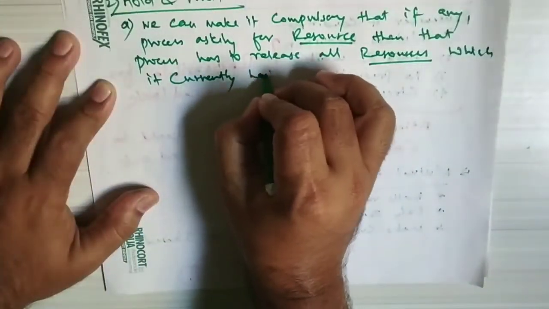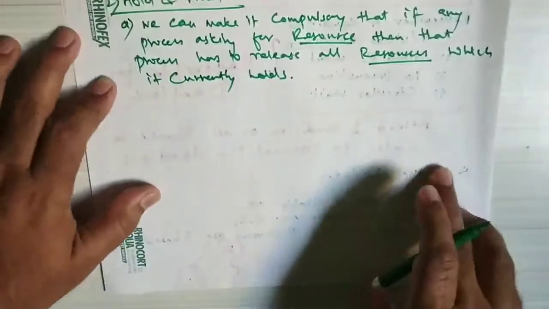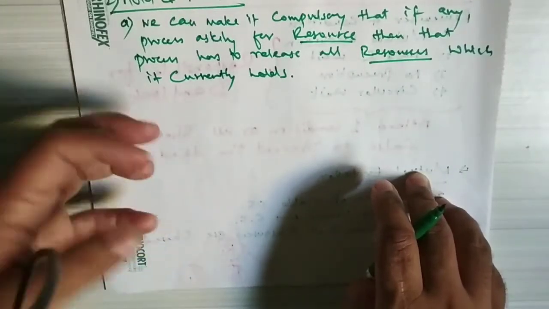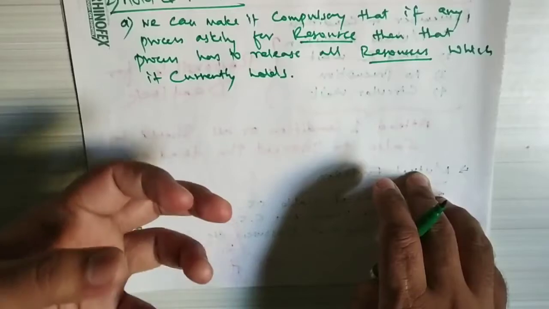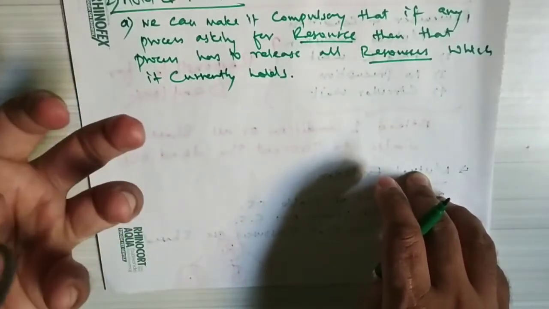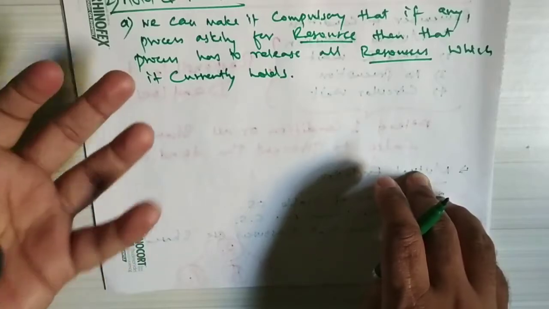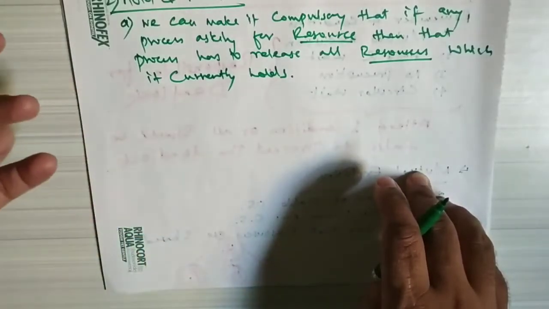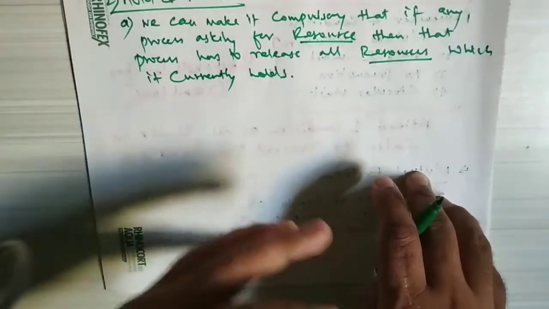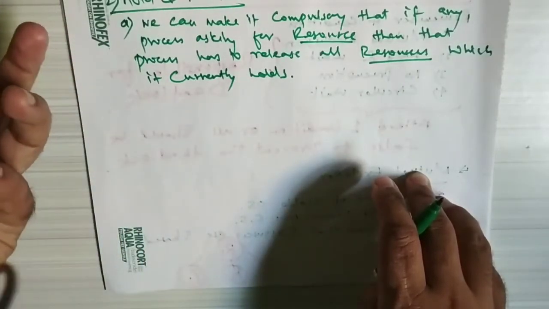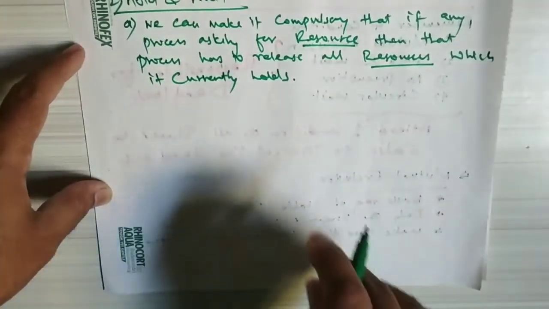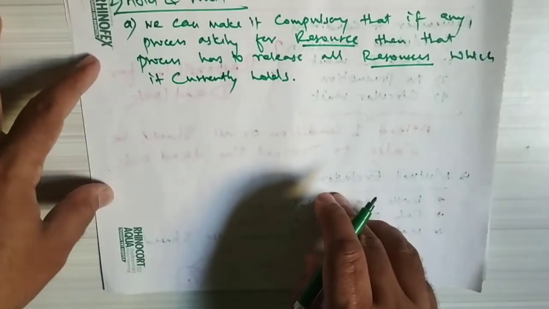currently holds. Okay, so if any process has a requirement of any other resource, then first it has to release all the currently held resources, then only it can get the new one. Okay, तो जितना पहले है वो सब रिलीज करना पड़ेगा, उसके बाद में it can acquire the new resources. So we can prevent the deadlock in the first way.